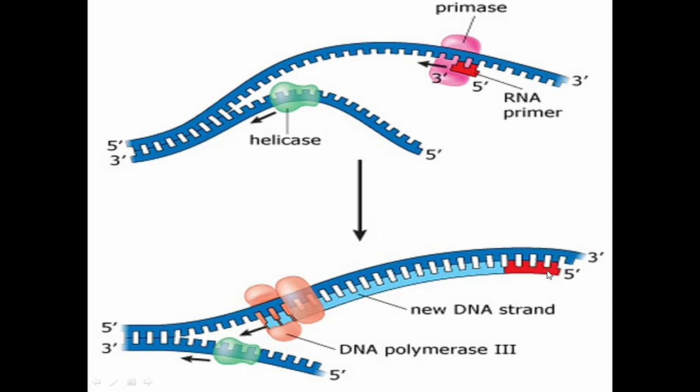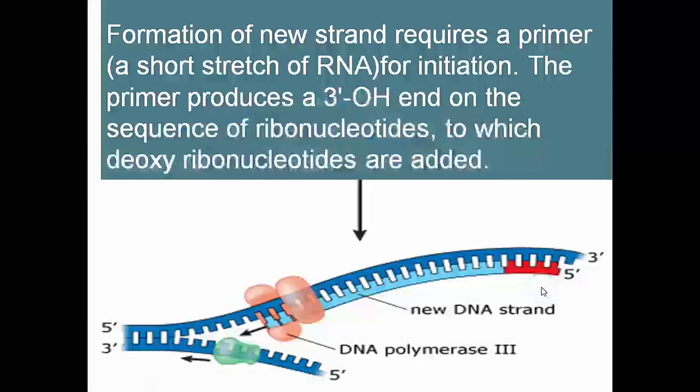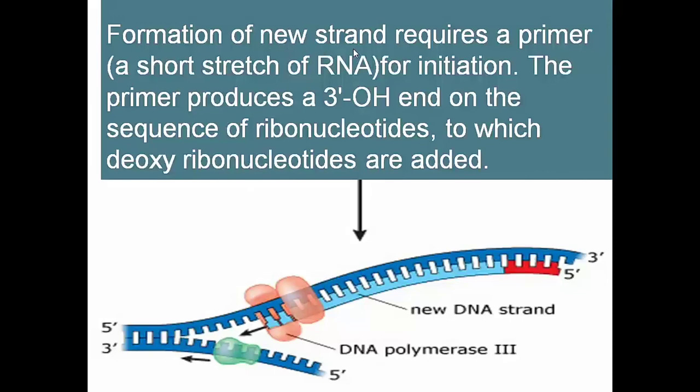At the end of the replication, the RNA primer is removed at the 5' end. Formation of a new strand requires a primer. What is a primer? A short stretch of RNA for initiation of replication. The primer produces a 3' OH end on the sequence of ribonucleotides. RNA nucleotides are ribonucleotides, to which deoxyribonucleotides are added.